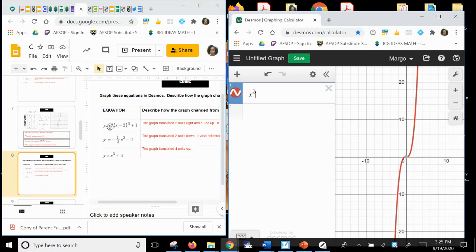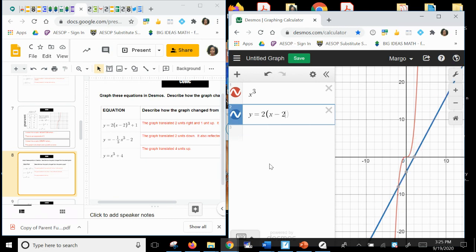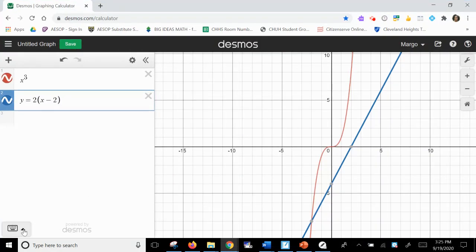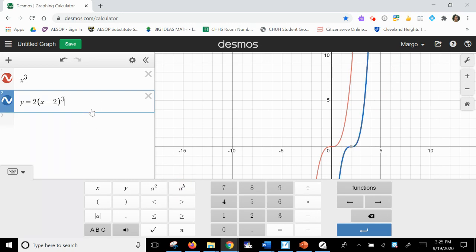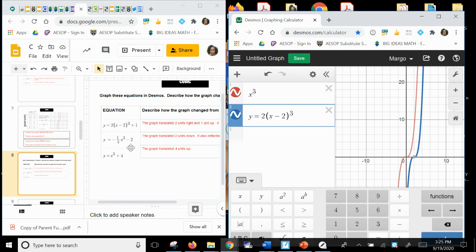So I'm going to try this next equation, 2 parentheses x minus 2 to the third power plus 1. Y equals 2 parentheses x minus 2 close parenthesis. I want the third power, so I'll bring up my keyboard, and I want the AB, so I can type a little 3 right there. And then I move my cursor over, and then it said, what was it? Plus 1. Plus 1. Wow.